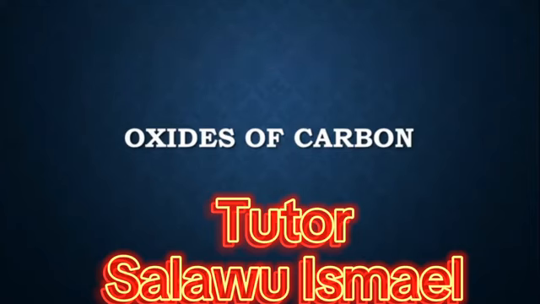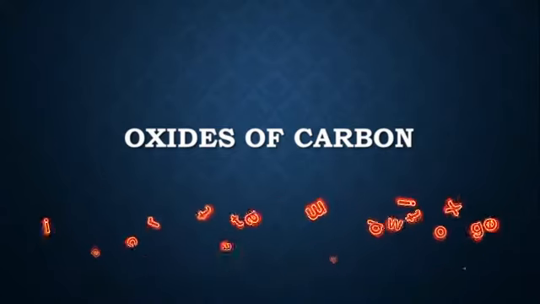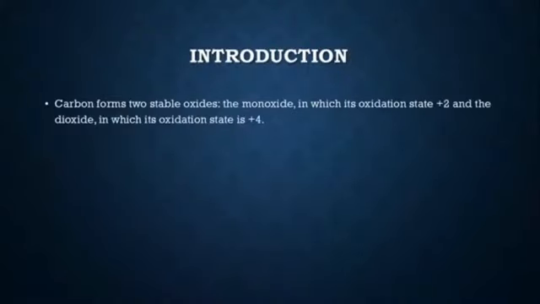Simply put, when you say oxides of carbon, those are carbons that have in them oxygen, and they are basically of two different forms. We are going to look at that later. So, introduction. Carbon forms two stable oxides. What are the two oxides of carbon?